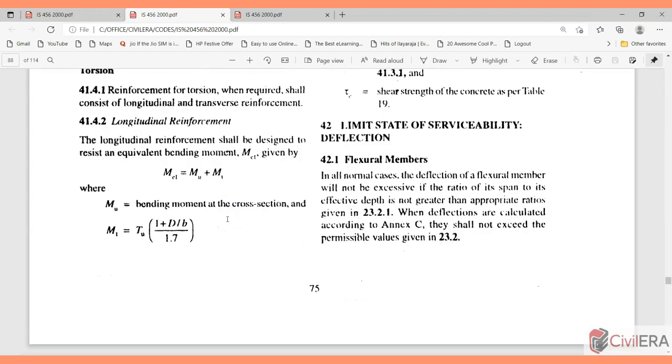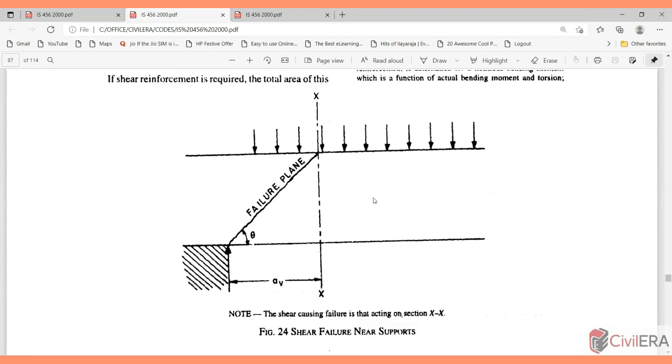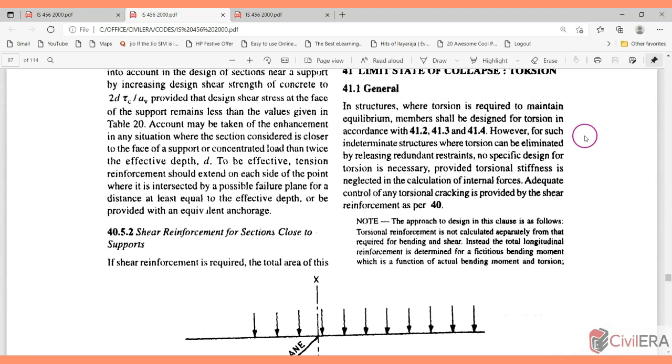So designing for torsion means increasing your shear just by a blind formula. Same way, increasing of moment. If your moment was 100, you are going to add another moment to that based on the torsional value. So designing for torsion means increasing your shear and increasing your moment. That's all. So if you design for an additional torsional value, it means that you are enhancing your shear force and enhancing your moment.